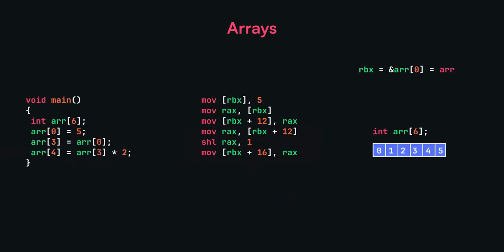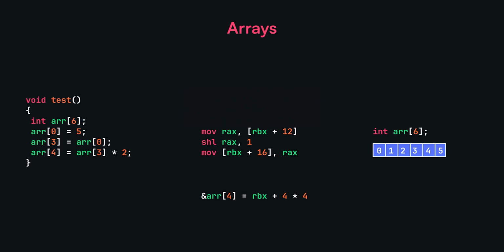For that last line of code, the first instruction moves RBX plus 12, the array's third element, into RAX, then shifts it left by 1. What this instruction is going to do is the equivalent of multiplying a number by 2. Then it's moved into the array's fourth element.